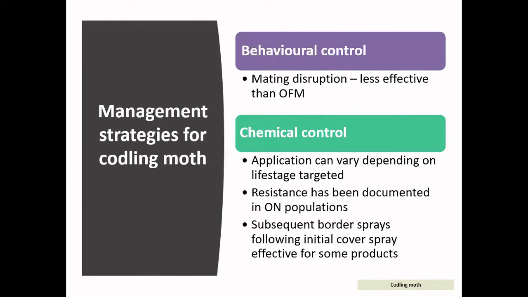And mating disruption is commercially available for codling moth. However, it's not as effective as it is for oriental fruit moth. It's best when it's used in combination with an alternative program as well. In particular, granulovirus with mating disruption has been quite successful, or making use of a limited chemical control program as well. So similar to oblique-banded leaf roller, there are some concerns about resistance management if chemical control is used. So it's really important to understand the efficacy of the products that are being used in the orchard and how they're targeting the codling moth pest.